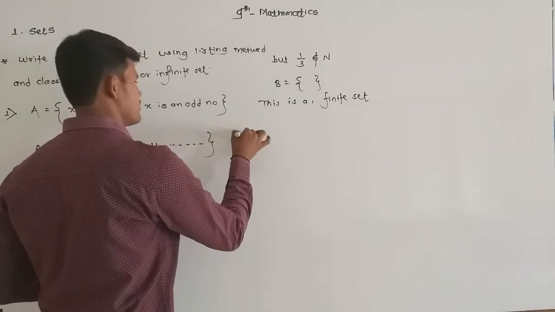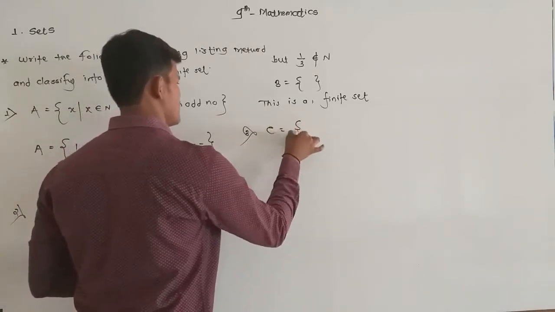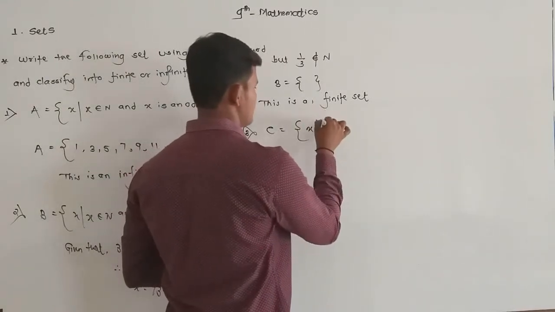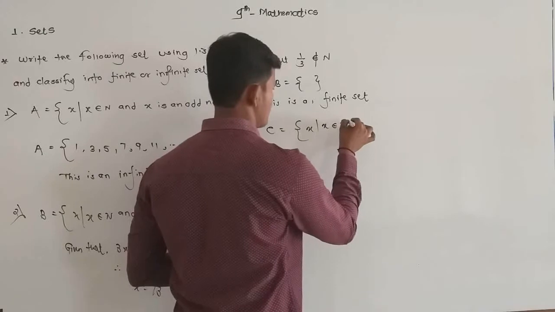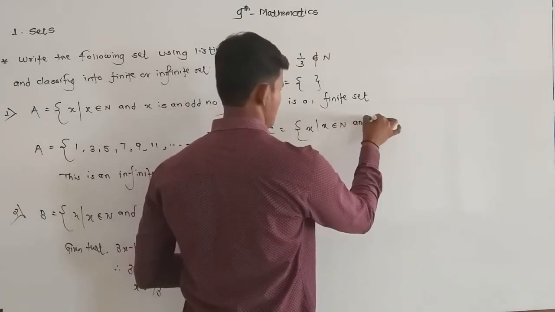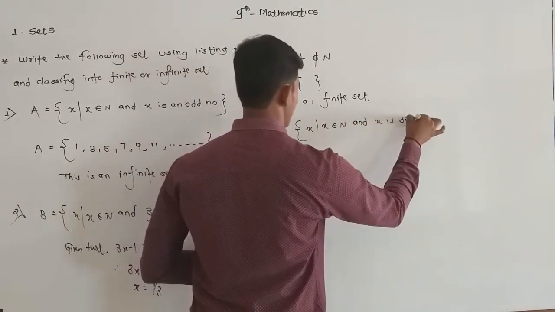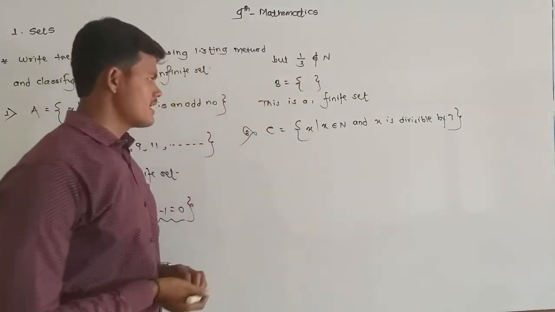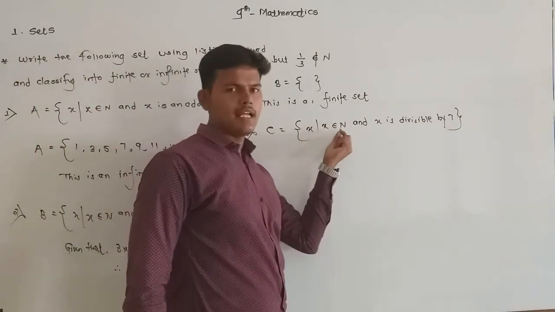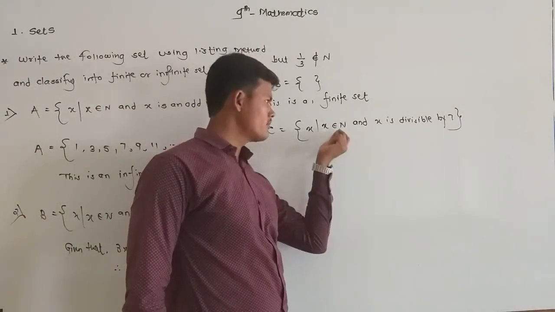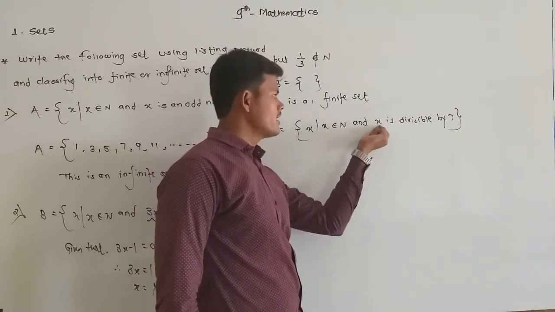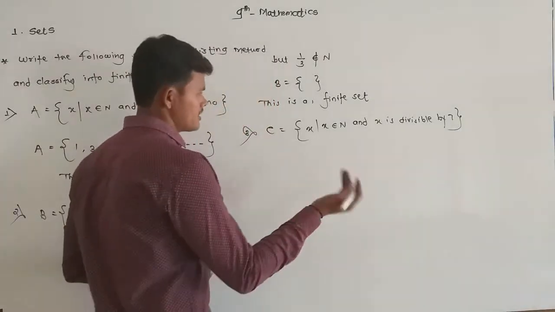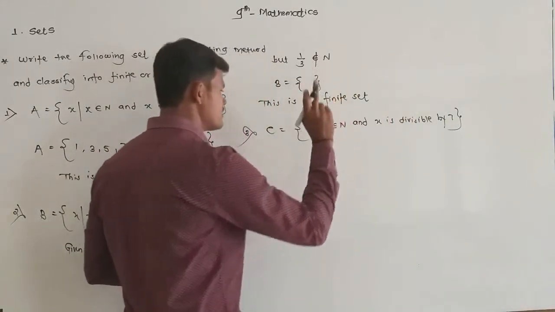Now the third example is: set C is the set of all x such that x belongs to natural numbers and x is divisible by 7. That means x must be a natural number. That means all the elements in the set belong to natural numbers, and x must be written such that it is divisible by 7. That means we have to write a natural number which is divisible by 7.